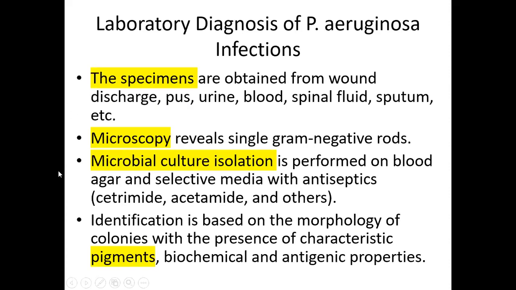Diagnosis. The specimen is obtained from the wound. Microscopy reveals single gram-negative rods, but microscopy is only useful in normally sterile specimens. Microbial cultural isolation is the basic method, performed on blood agar and selective media with antiseptics. Identification is based on morphology, colonies with the presence of characteristic pigments, and biochemical and antigenic properties.